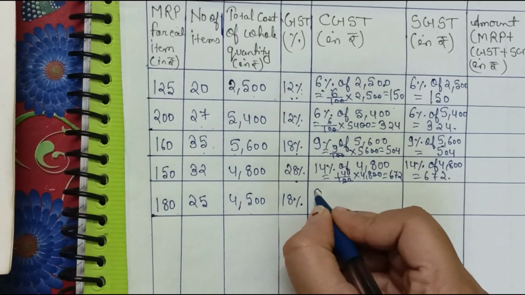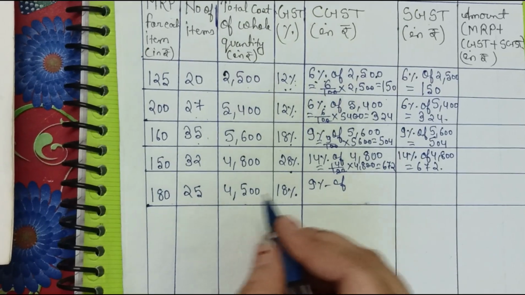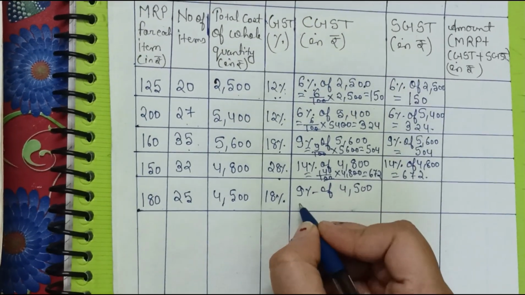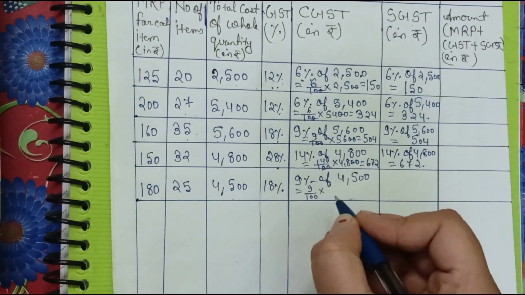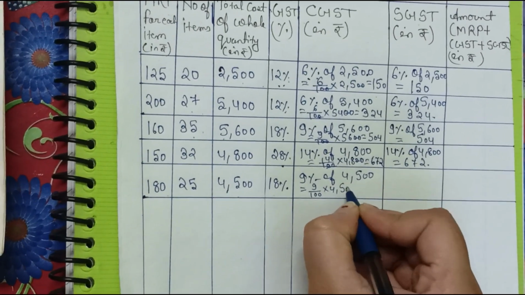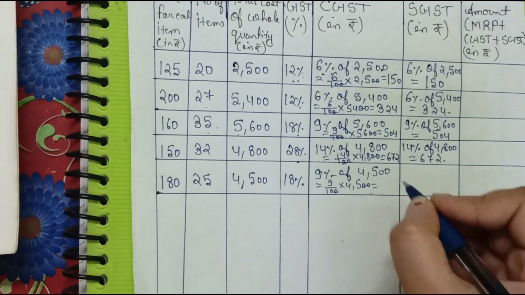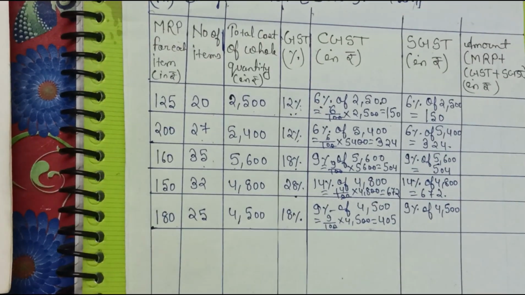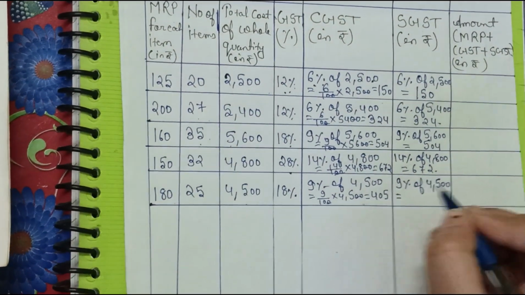Next, GST percentage is 18%. That is 9% of the amount 4500. 9%, that is 9 by 100 into 4500. 20 cancel out and 405 is CGST. 9% of 4500 is equal to 405.